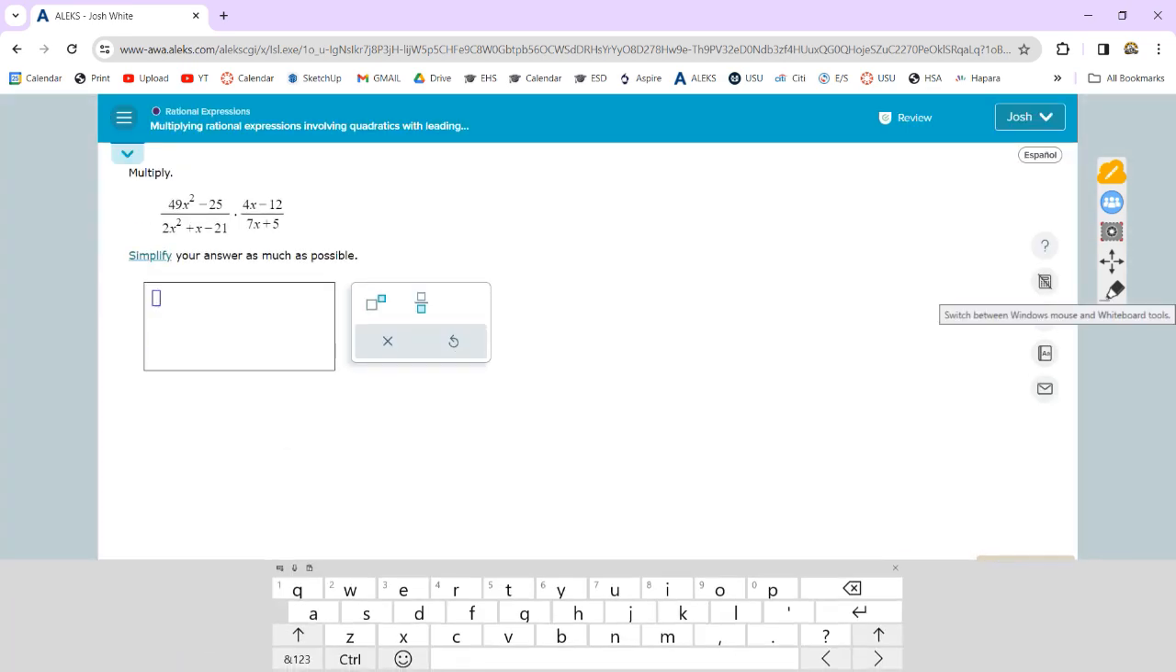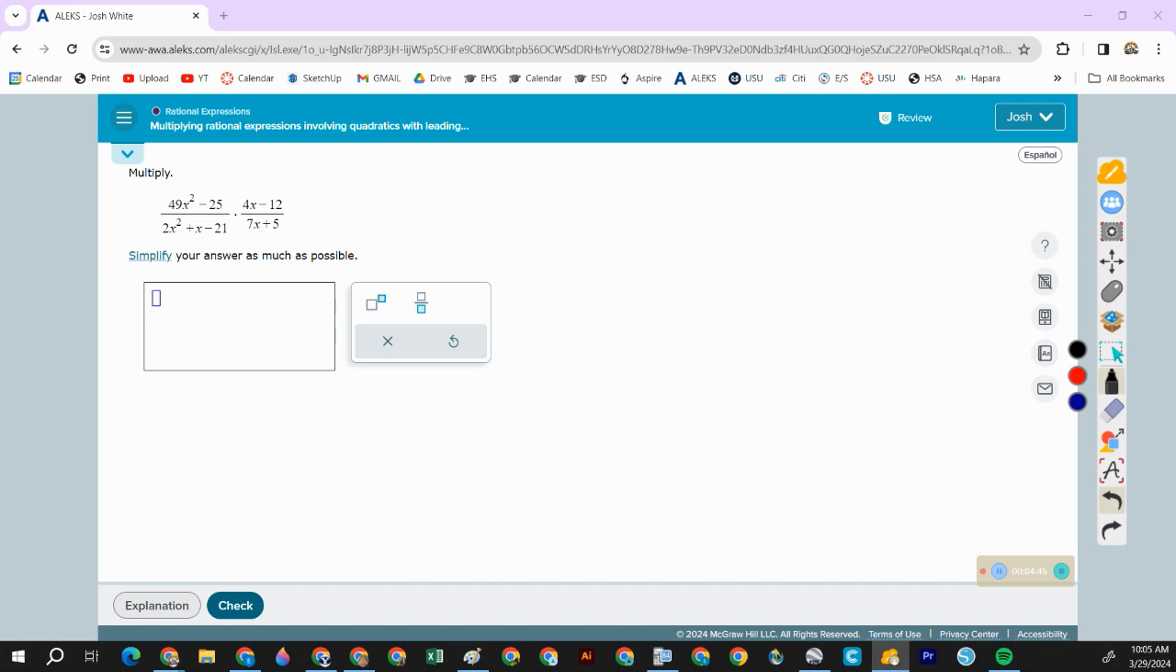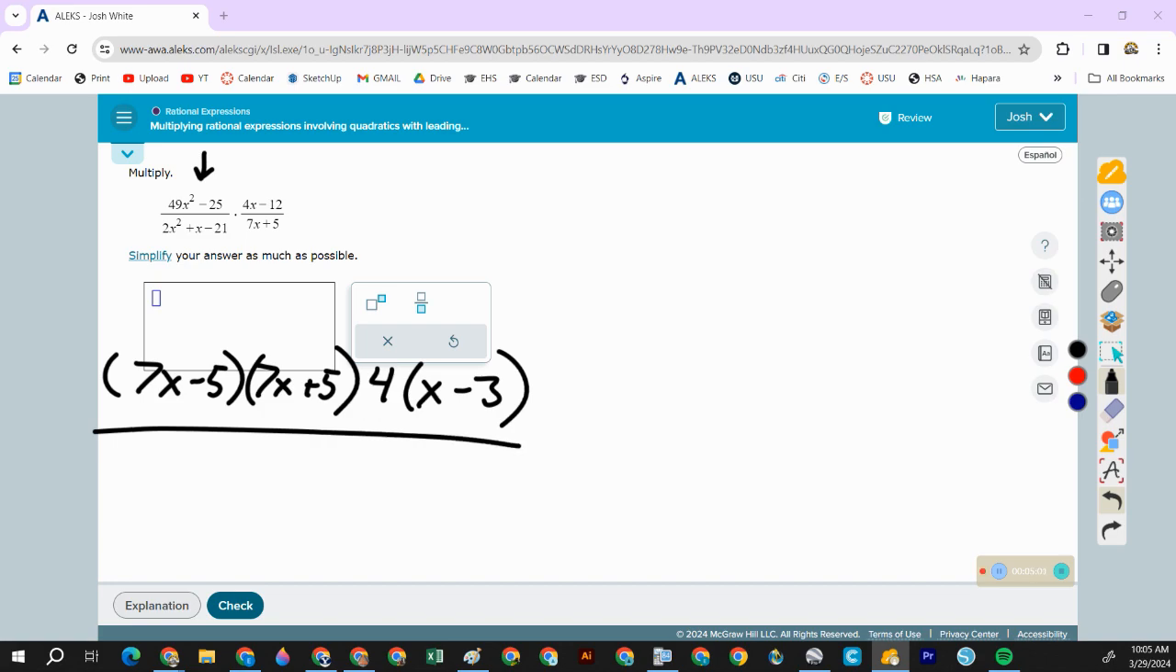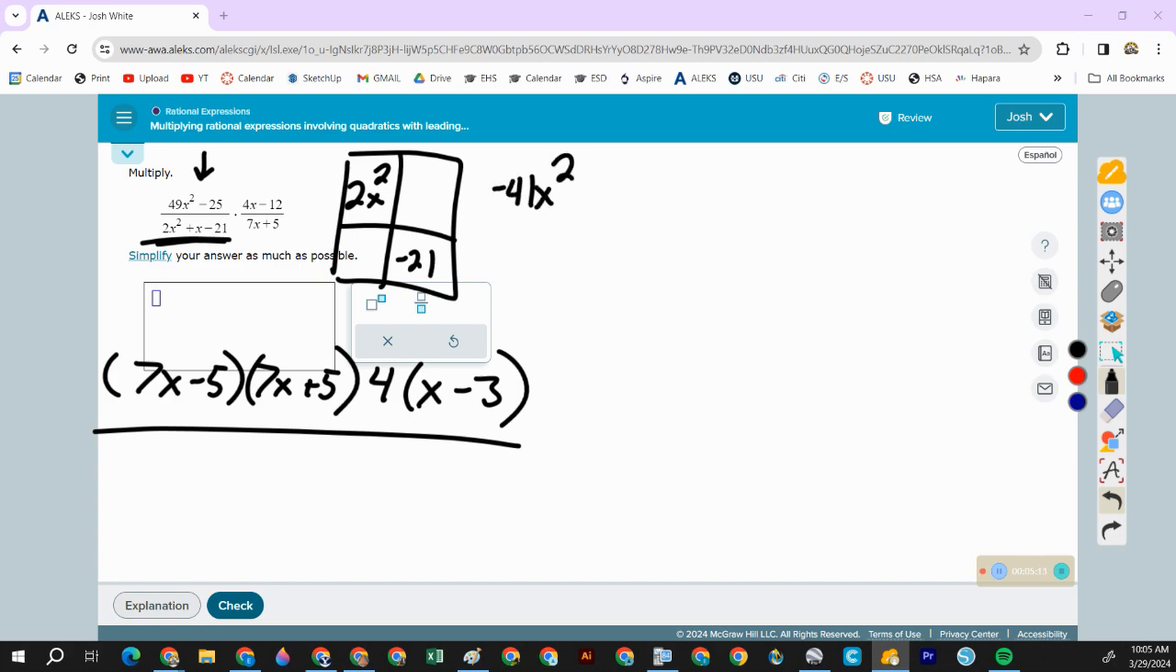All right. Same idea here. So this is a difference of perfect squares. So I have 7x minus 5 and 7x plus 5, and then a 4 and an x minus 3. And this one I have to factor using the box. So put in 2x squared and negative 21. Multiply those together. Negative 42x squared. And then I factor that. Oh no, 42. That won't work. 41. Factor that and try to get a plus 1. So that would be 7x and negative 6x.